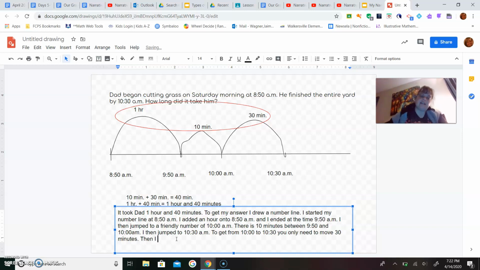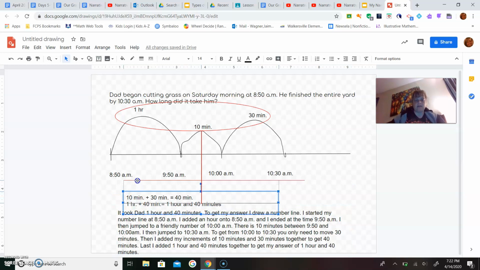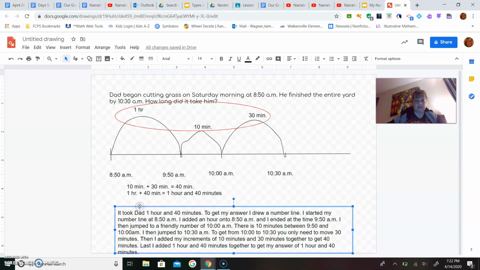Then I added my increments of 10 minutes and 30 minutes together to get 40 minutes. Last, I added 1 hour and 40 minutes together to get 1 hour and 40 minutes. How about to get my answer of 1 hour and 40 minutes? And let me see if I can scoot this up and then scoot this up.